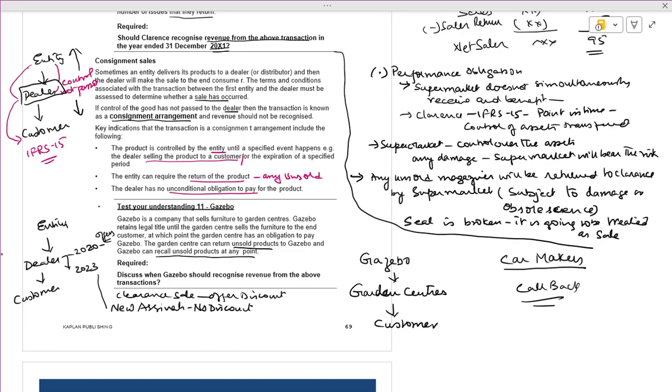Fine. Now what they say: unsold products can be returned to Gazebo, and Gazebo can recall products at any time. Discuss when Gazebo should recognize revenue. Revenue will be recognized when Gazebo transfers control of the asset.